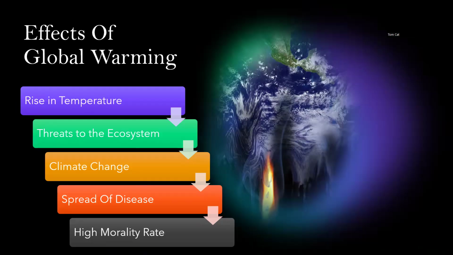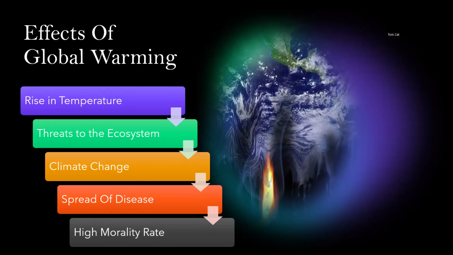I will be explaining the effects of global warming. The following are the major effects of global warming. First, we have rise in temperature. Global warming has led to an incredible increase in Earth's temperature. Since 1880, the Earth's temperature has increased by 1 degree. This has resulted in an increase in melting of glaciers, which has led to an increase in the sea level. This could have devastating effects on coastal regions.